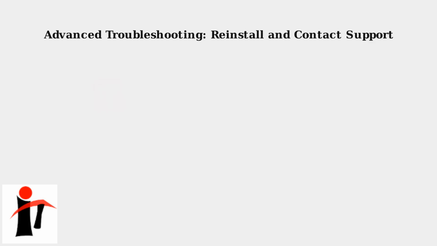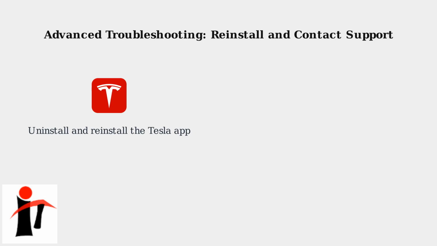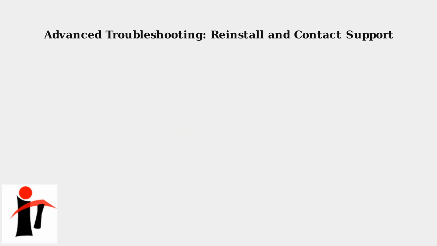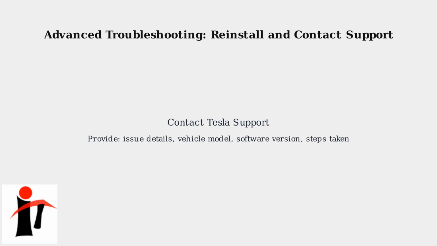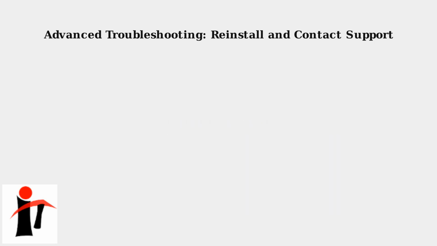If none of the previous steps resolve the issue with your Tesla app's charge stats and energy data, try the advanced troubleshooting option of uninstalling and reinstalling the app. This can clear any corrupted data that might be causing the problem. If the problems persist, even after reinstalling the app, contact Tesla support for further assistance.